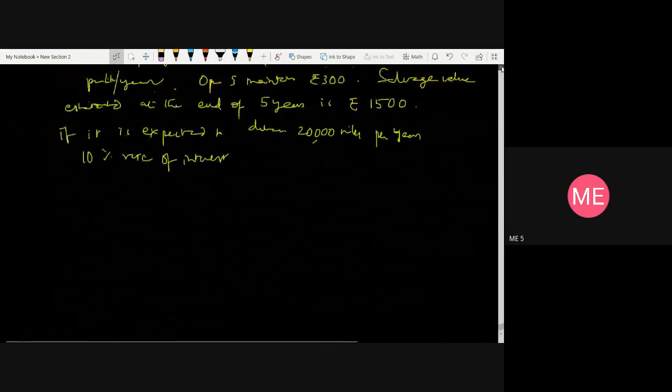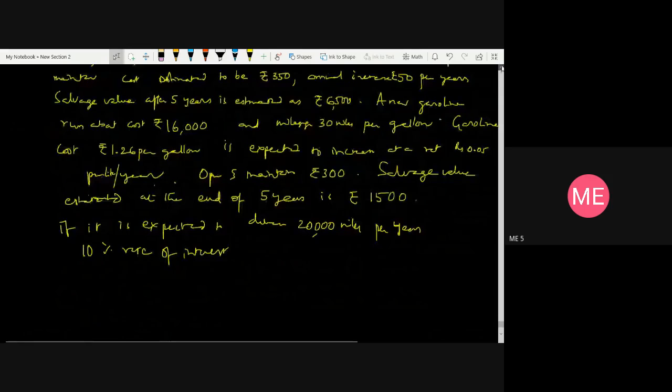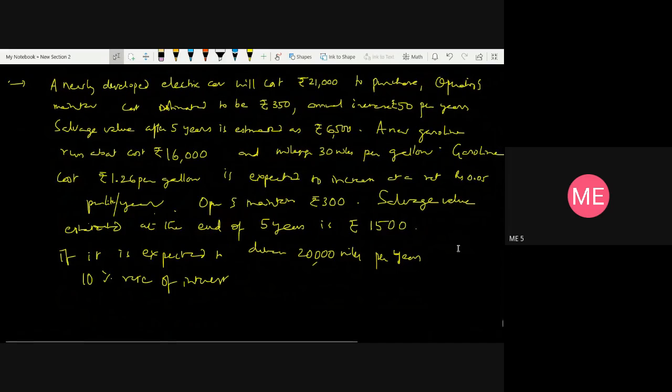If you look at this problem, he has mentioned two alternatives. One is going for electric car and the other for petrol. Which car do I have to choose? He has mentioned the initial cost of the electric car and the initial cost of the gasoline car, and the operation cost for each case. In each case we need to find out the operating and maintenance cost, which is increasing 50 rupees per year. In the second case, there is an increase of 0.05 per liter. So we need to convert the gallons into liters and then find out the increase in the petrol value.